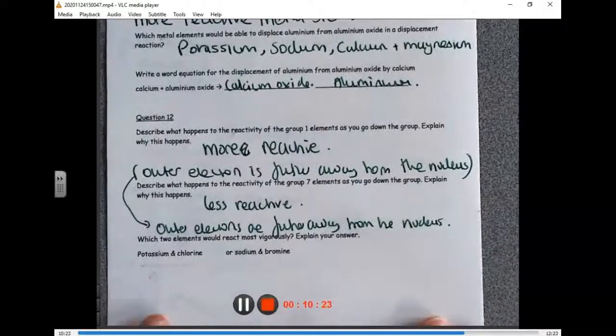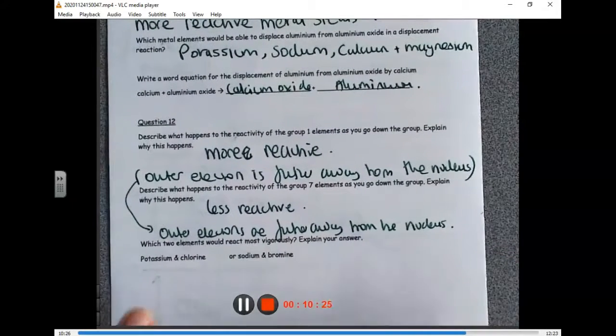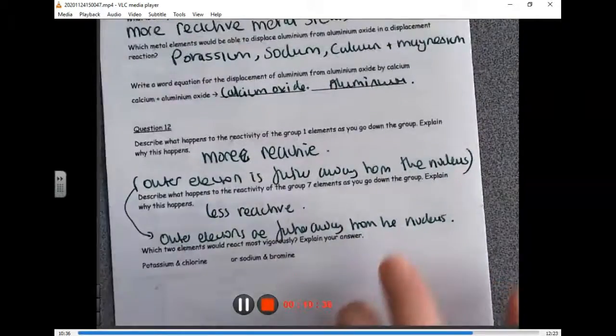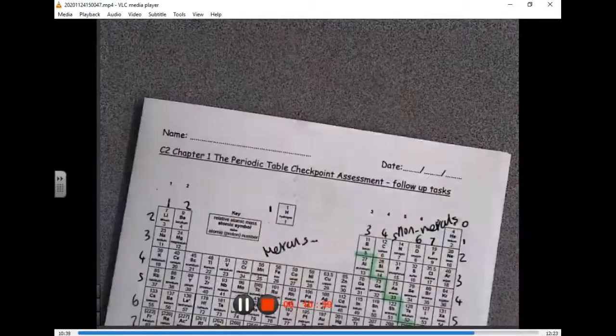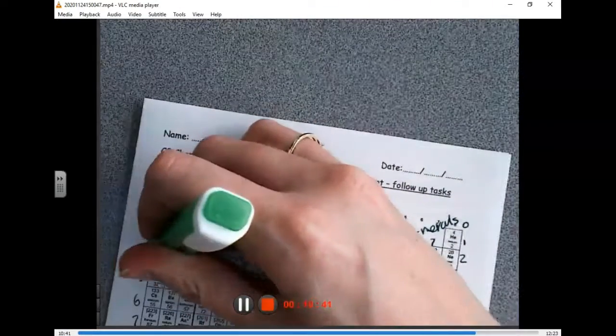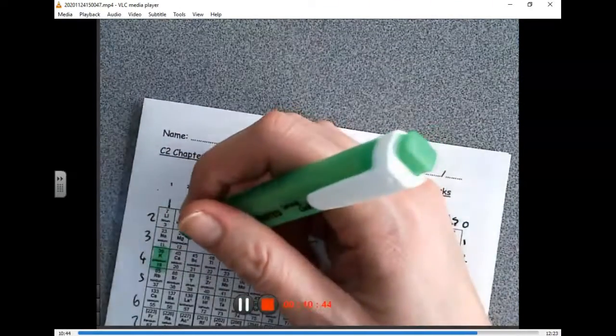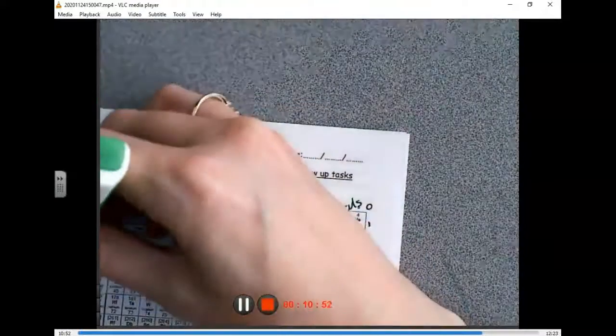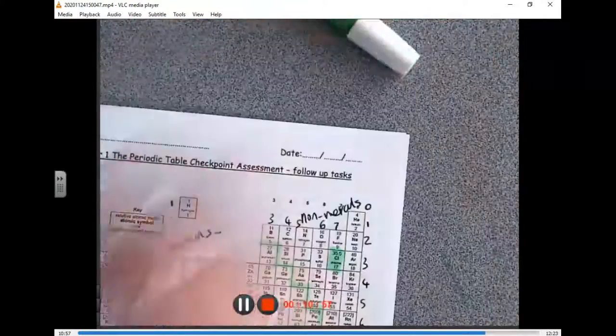Which two elements would react most vigorously? Explain your answer. So you want the ones that are high up in group 1 and low down in group 7. Sorry, the other way around. Low down in group 1 and higher in group 7. So we've got potassium, chlorine, sodium and bromine. Let me do that. So we've got sodium and bromine.